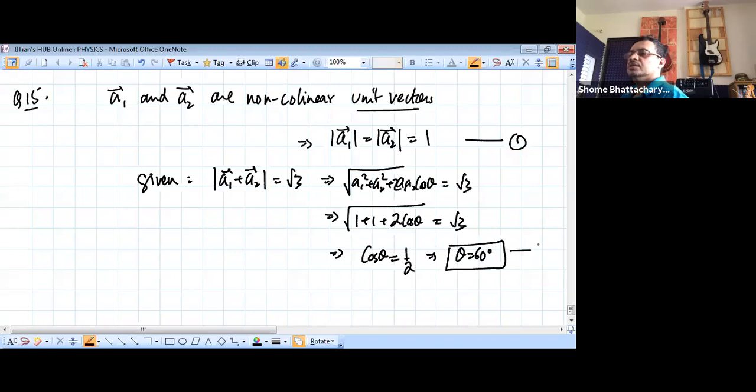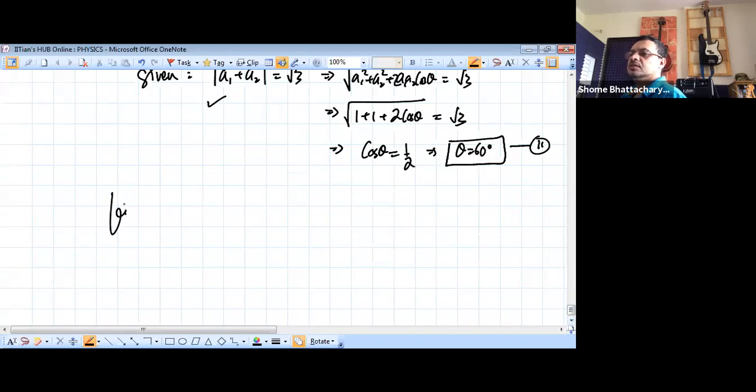So this is the second equation that we are getting from the second condition which is given. The first is that they are unit vectors. Second is the magnitude of E1 plus E2. Now we have to find this thing, which is E1 minus E2 dot product with 2E1 plus E2.